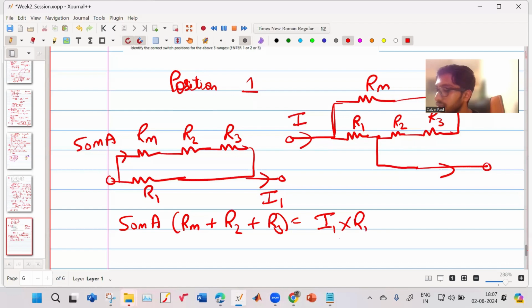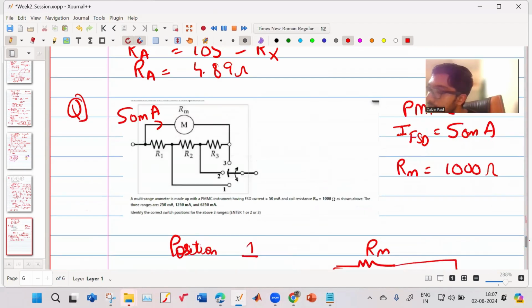So we don't know I1. We want to decide which current will be maximum. They have told us three ranges: 250 milliampere, 1250 milliampere, and 6250 milliampere, but we don't know which range corresponds to which position. So that we want to determine.